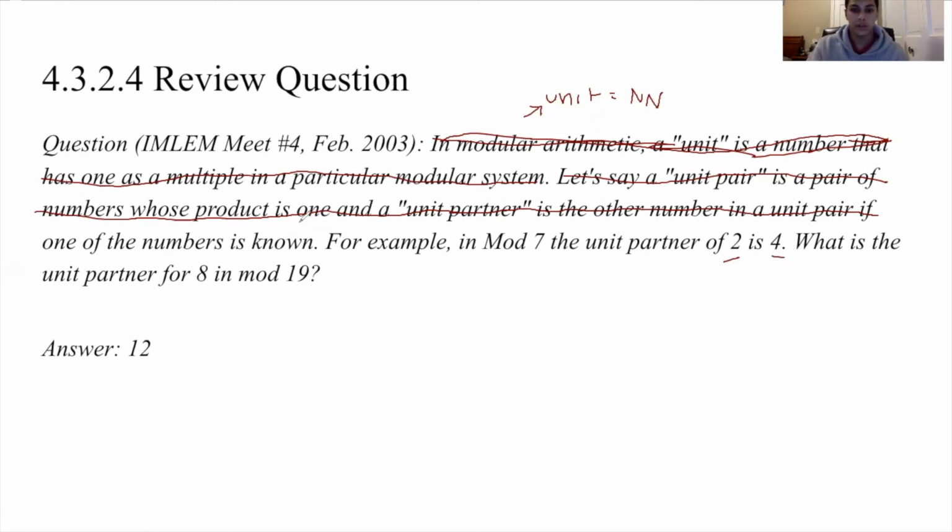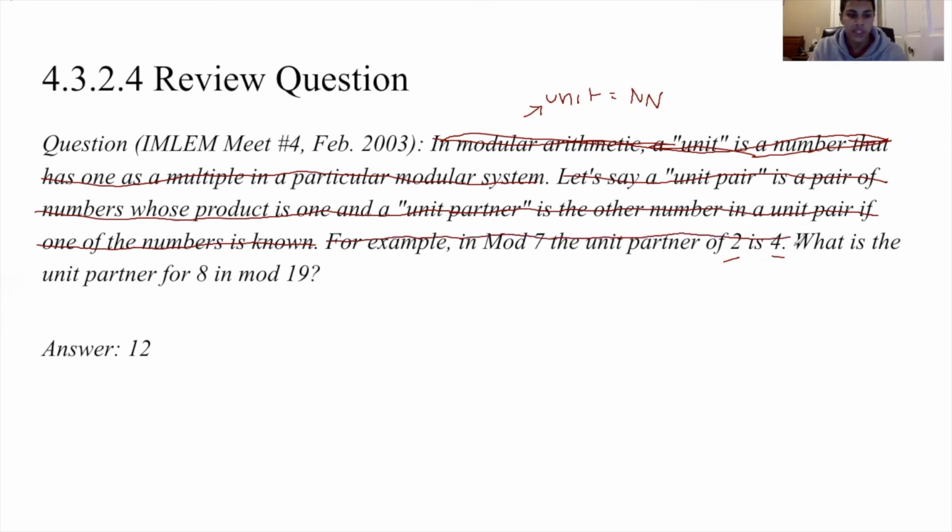Sometimes they'll do this in questions where they'll explain it with different terminology, but you just have to know what that means. So it says, for example, in mod 7, the unit partner of 2 is 4. We already learned a little bit about this. It's giving an example of an inverse in mod 7, where the inverse of 2 would be 4, because 2 times 4 is 8, and 8 simplifies to 1 in mod 7, because that's the definition of an inverse. I'll cross that out too, and that's just an example.